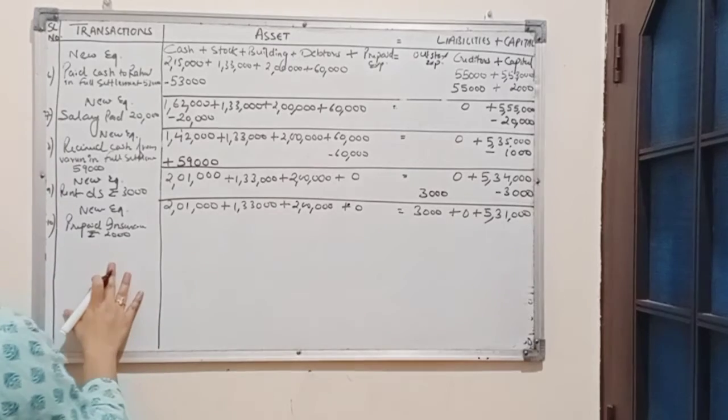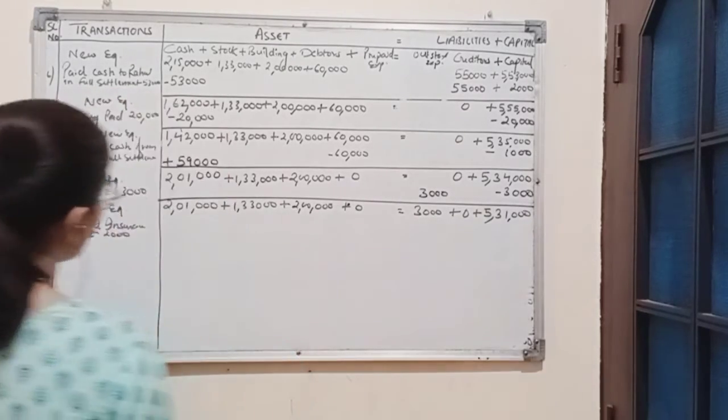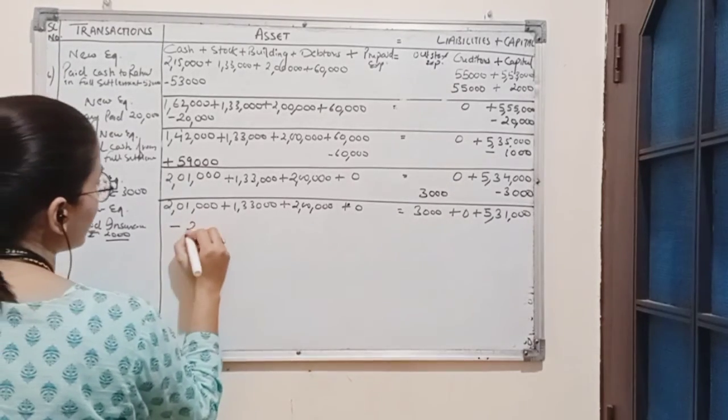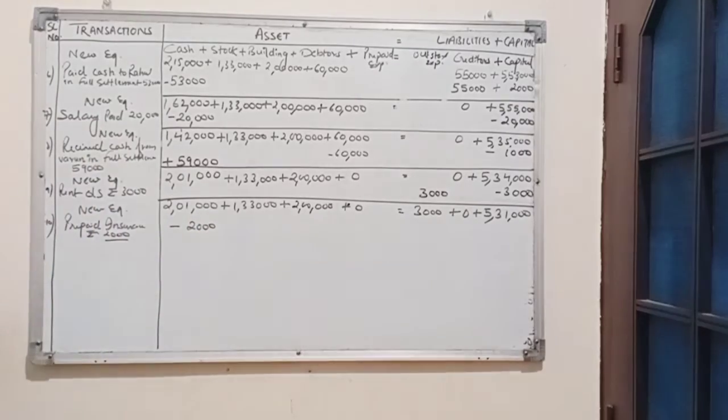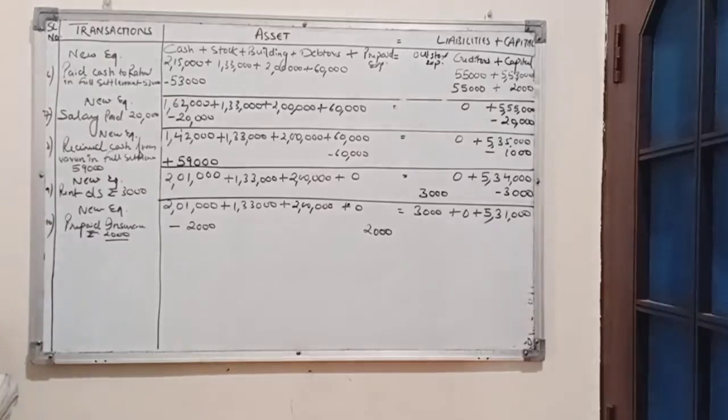Now here, prepaid insurance means we have paid the insurance amount in advance. So this amount has been paid in cash. So we will deduct 2,000 from cash and we will record this amount in the new column, which is prepaid expenses.